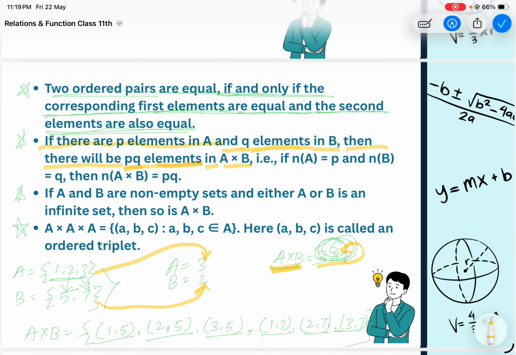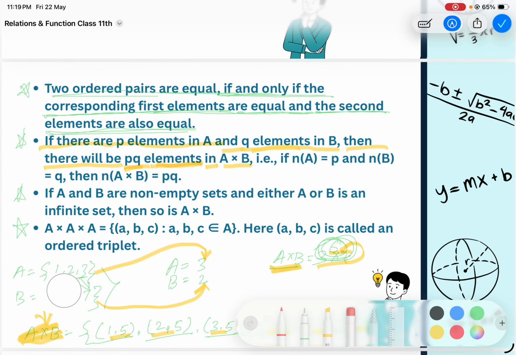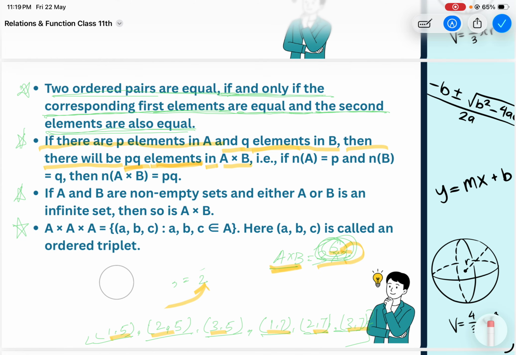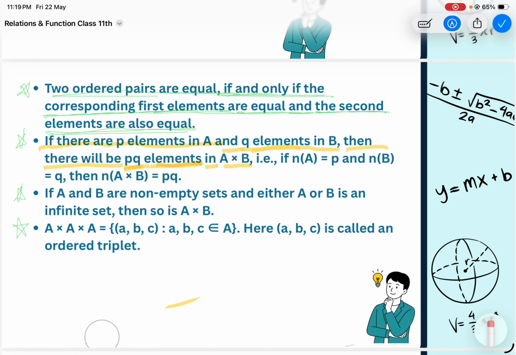So when we do A into B, there will be p into q elements, meaning 1 2 3 4 5 6 elements, right? Okay, let's erase this and see what is point number 3.